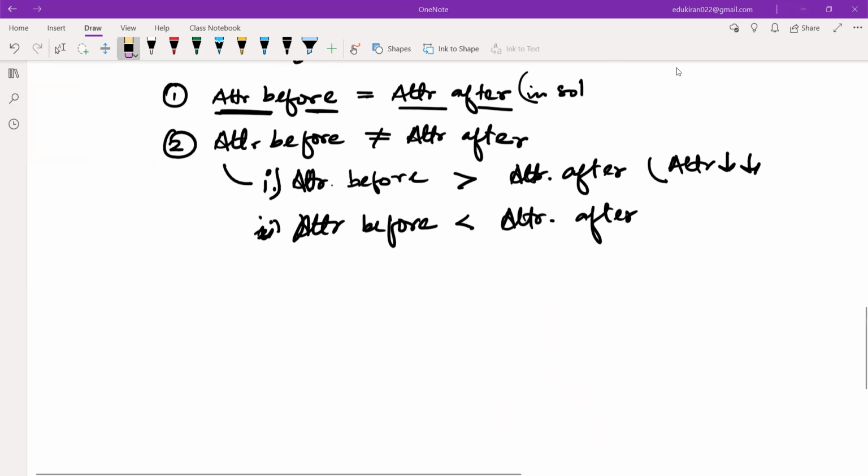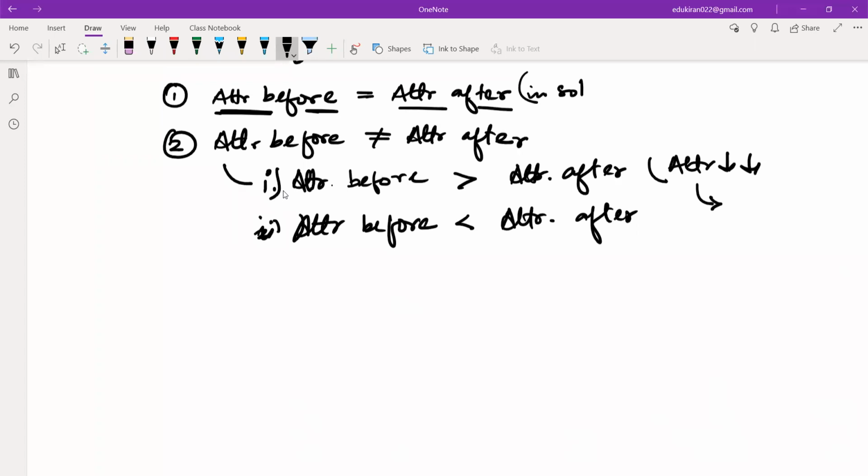If the attraction before is lower, then what will happen to the escaping tendency? They will escape easily or not easily? If the attraction is lower, they will escape easily. बोलिए Adriel. Fatima, Munir, if the attraction is lowered, they will escape easily or not easily? They will easily escape.